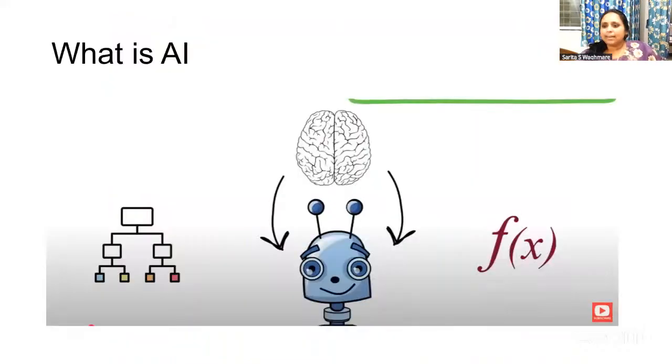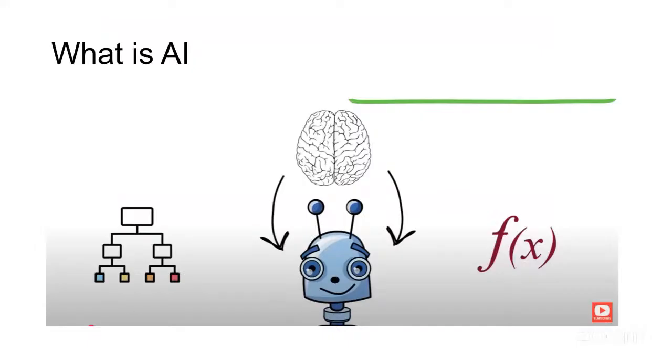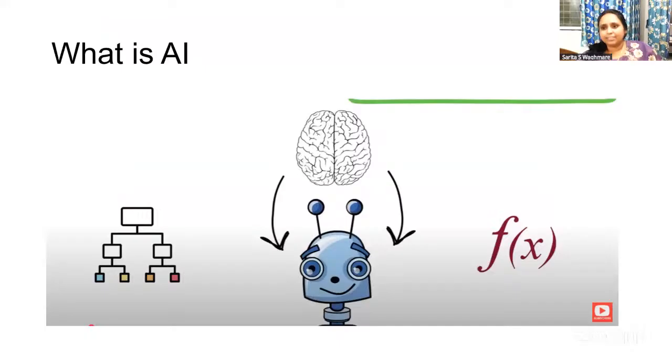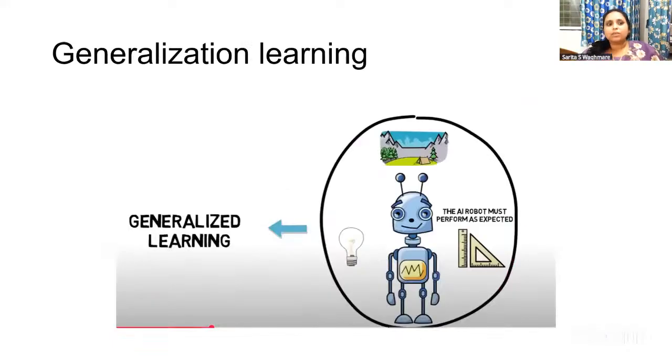So first, from the basics, what is artificial intelligence? Our requirement is that the technique should behave as a human. To fulfill this requirement, we have some algorithms and functions. By combining these two approaches, we create artificial intelligence. Where exactly can we say it is a generalized learning?